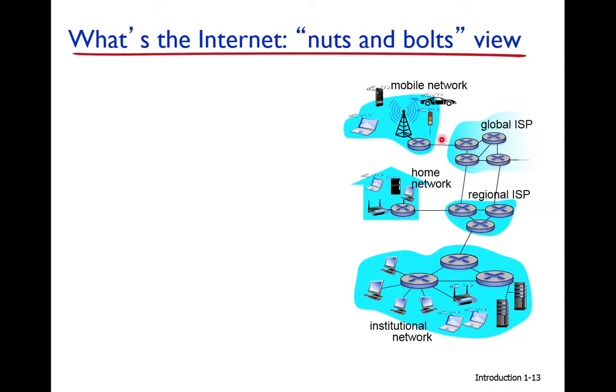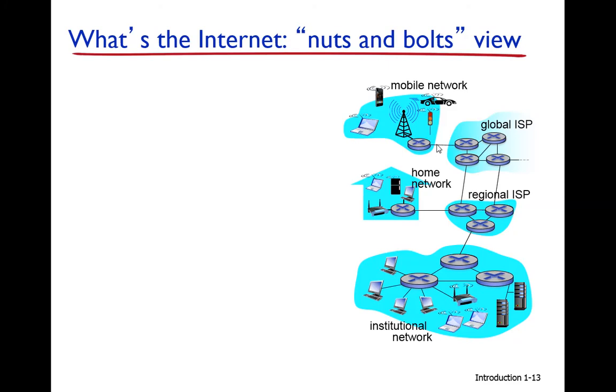Physically, the internet is composed of end systems like mobile phones, laptops, desktops, servers, and computers. They are interconnected with each other through routers and links. So physically, the internet is composed of end systems, laptops, mobile phones, desktops, and servers that are interconnected through routers and links.